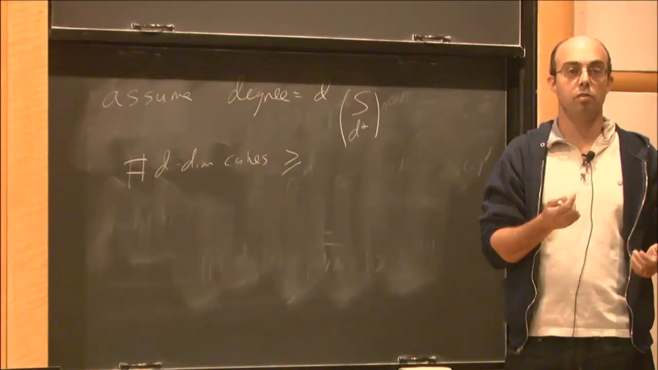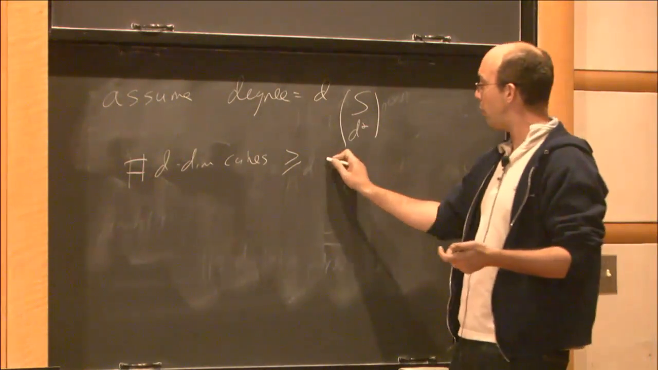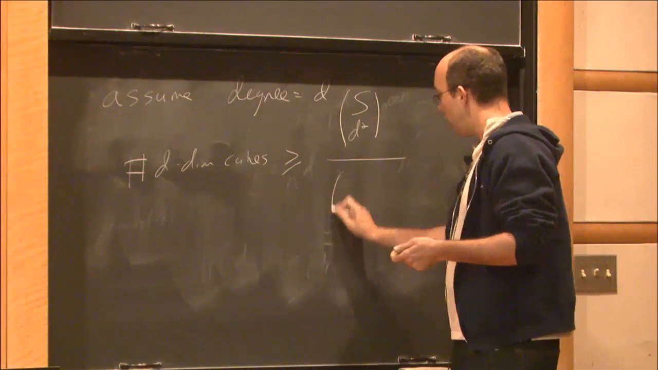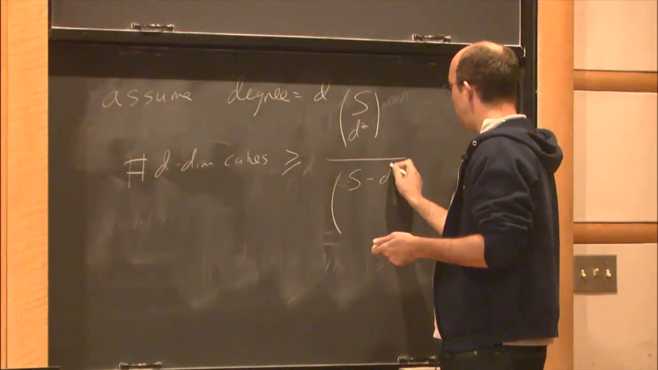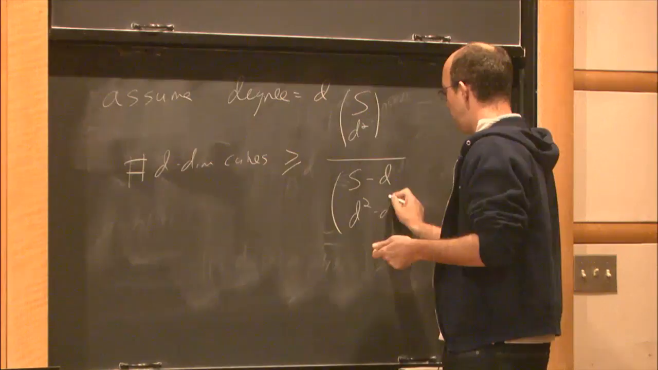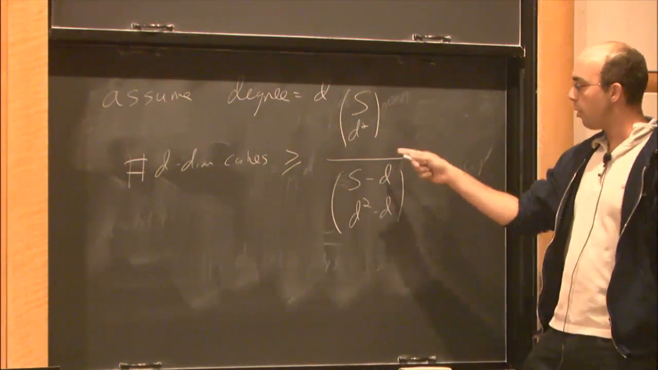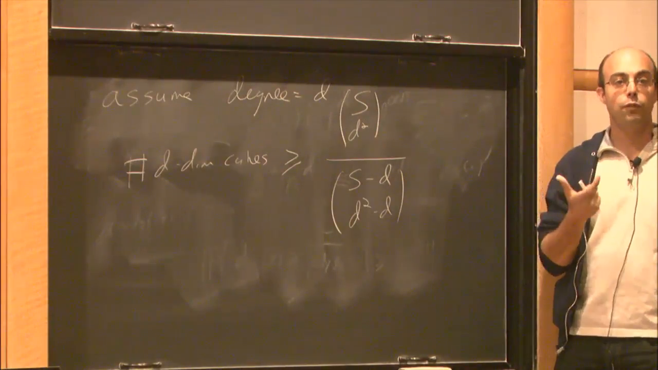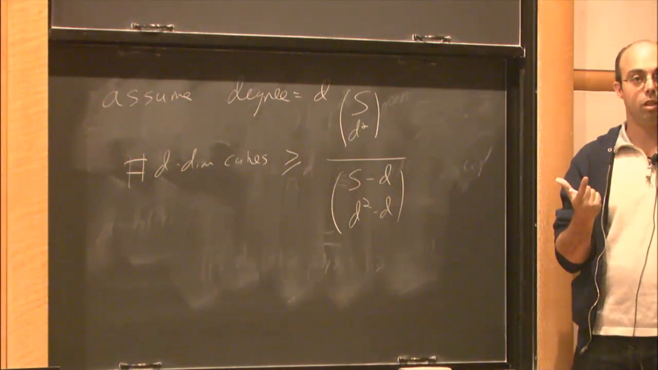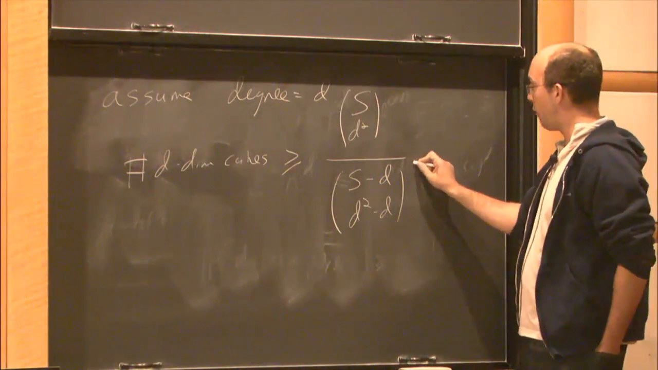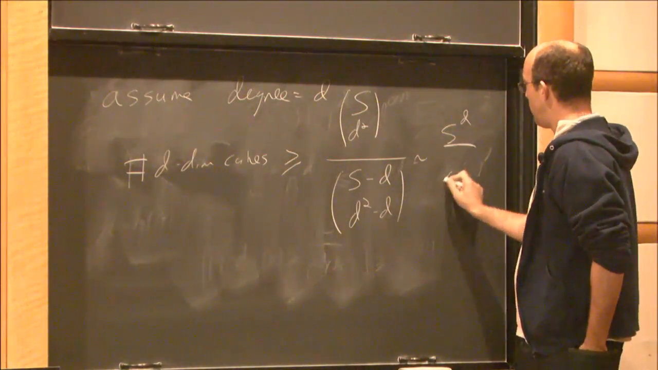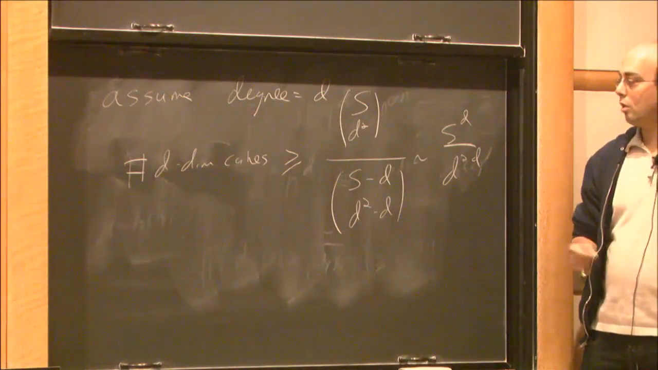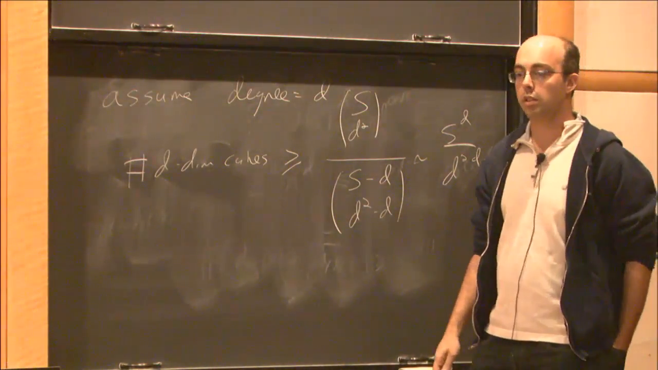But we overcount things, right? How many ways are we overcounting a cube? It's the number of ways of completing it to a d squared dimensional cube, so s minus d choose d squared minus d. That's an upper bound on the number of ways that we're overcounting any specific d cube. And you do the calculation, this is roughly s to the d divided by d to the 2d. So that's the argument, that's it.